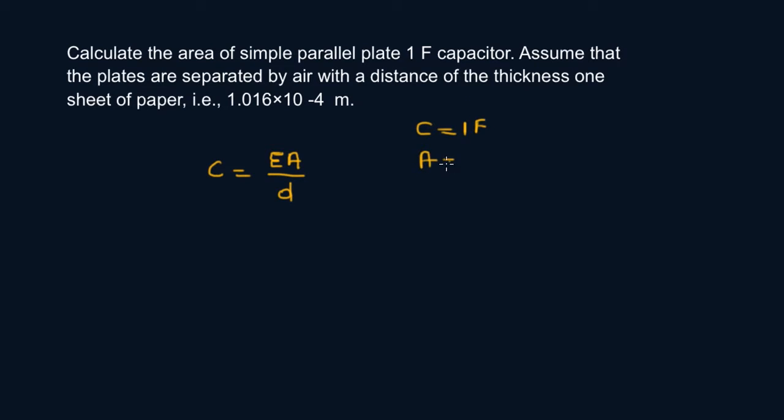A is what they ask us to find. d is the distance between the sheets of paper. So this is 1.0116 times 10 to the power minus 4 meters. So our answer will be in meters.